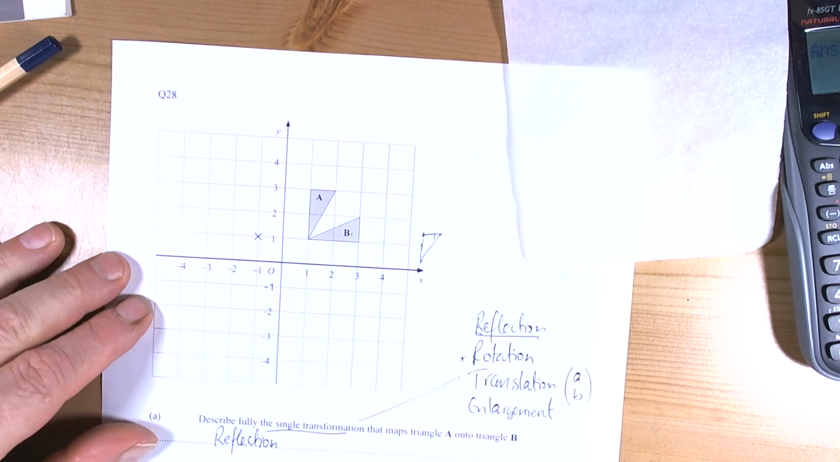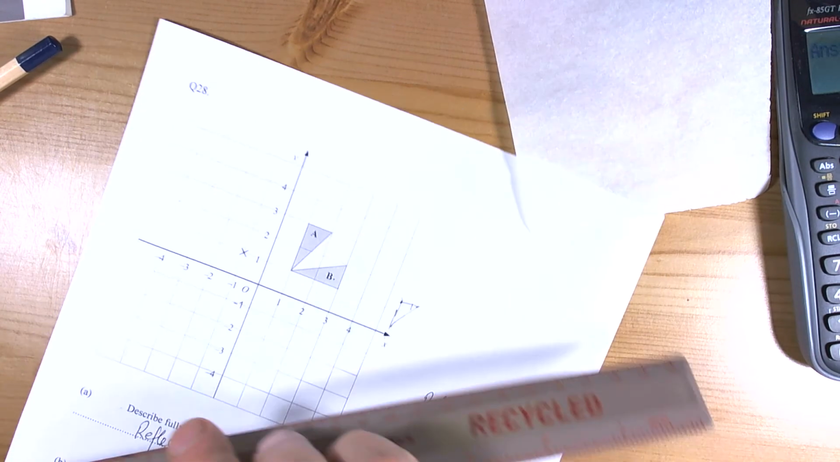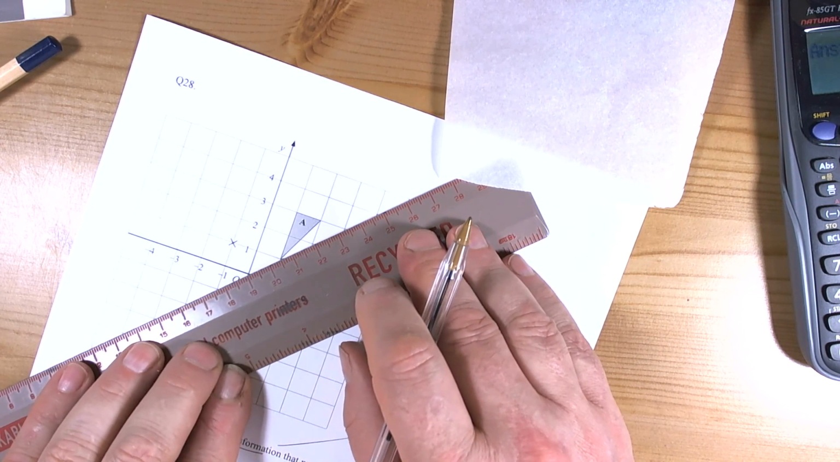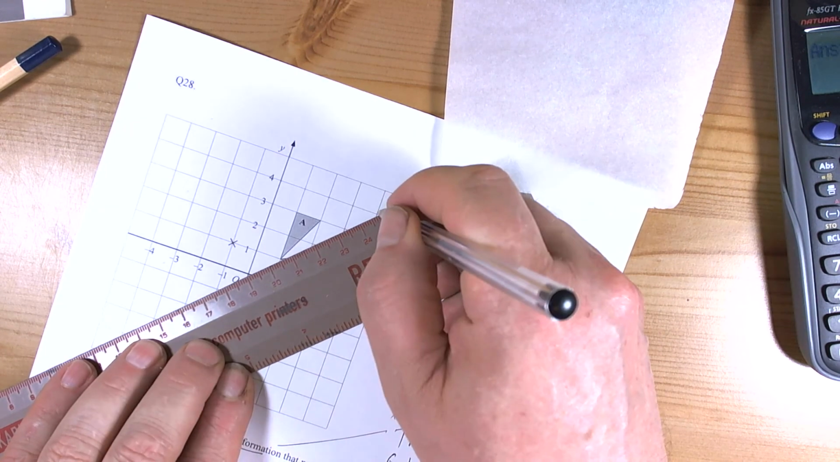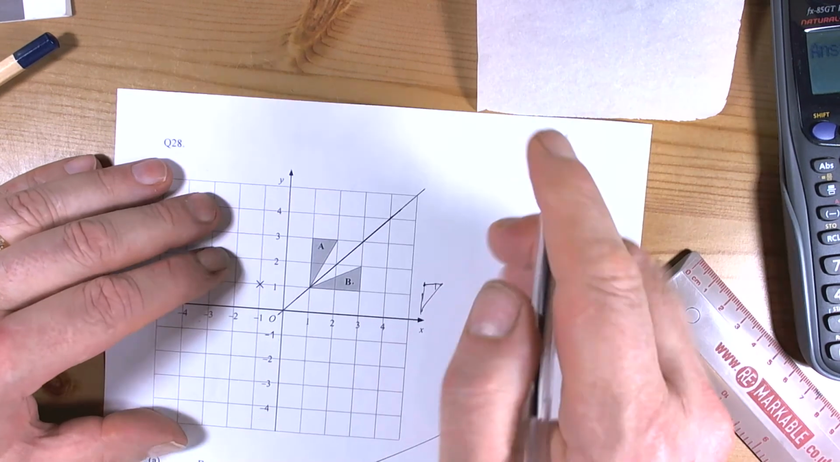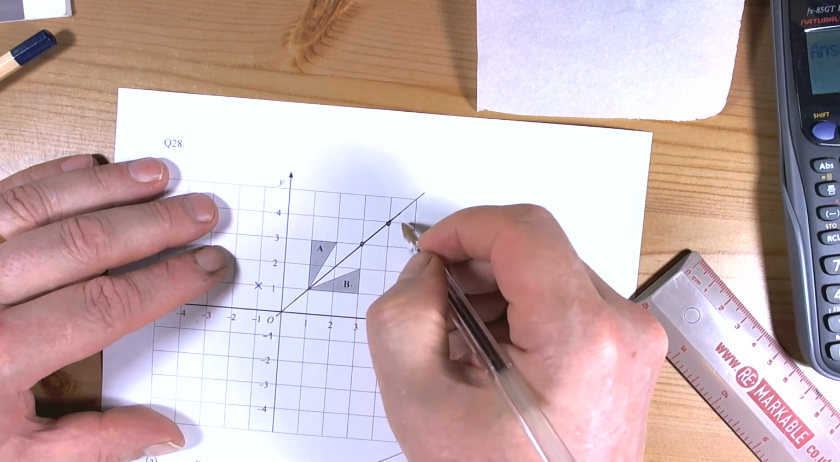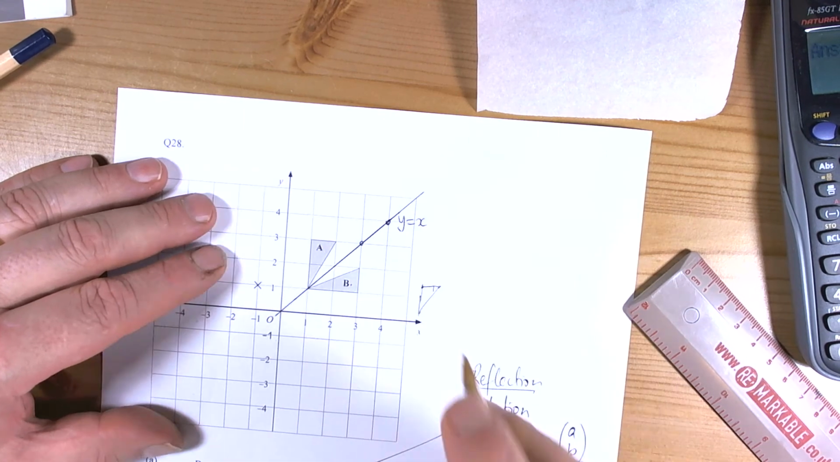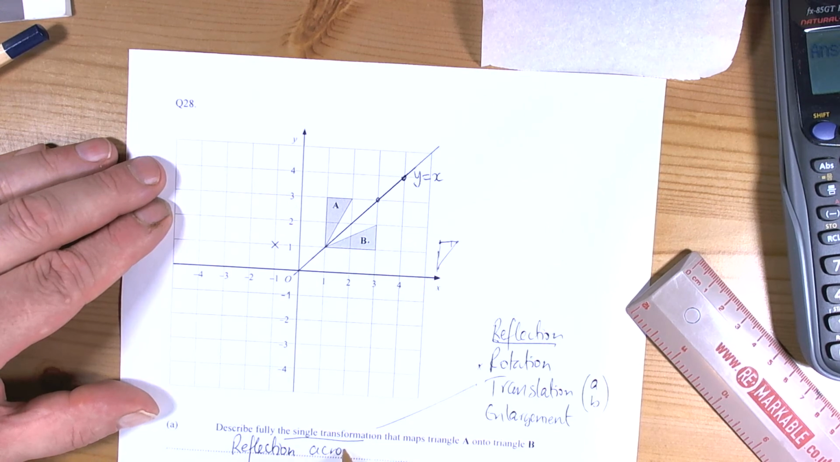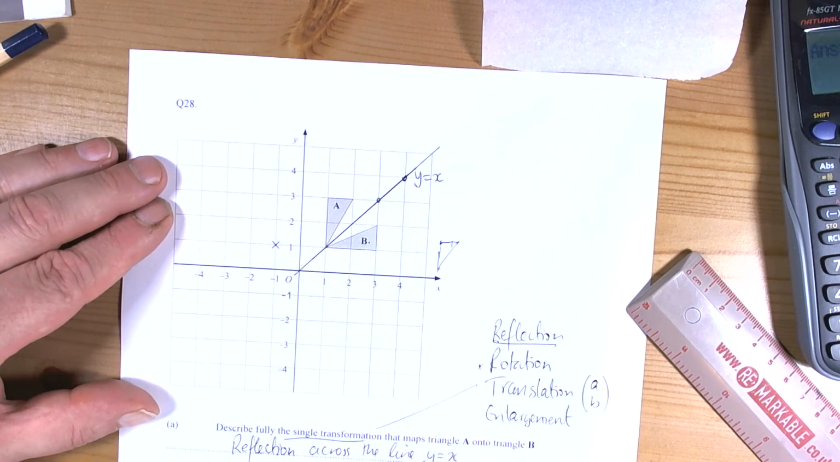Now, we know that for a line of reflection, there are 4 classic lines that you have to remember, and it looks like this is the line that does that. So this is the one where every coordinate is the same, so y equals x. So it's a reflection across the line y equals x.